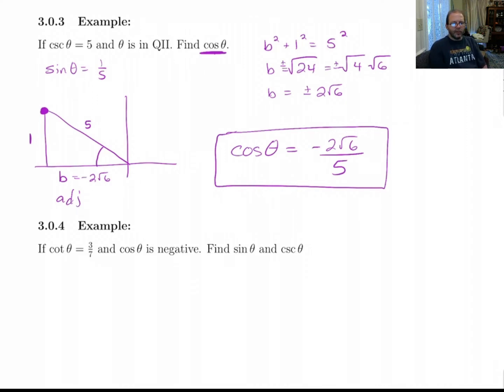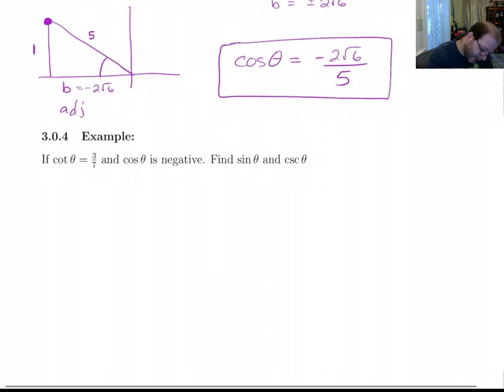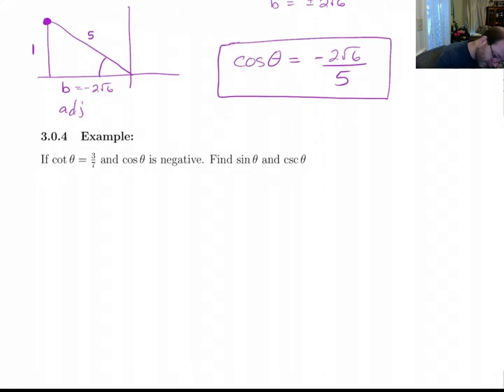Now this next example is similar. They say if cotangent theta is 3/7 and cosine is negative, find sine and cosecant of theta. All right, so they don't tell us which quadrant it's in, but they give us enough information to figure that out. Cotangent is 3/7, so that tells us that tangent is 7/3.